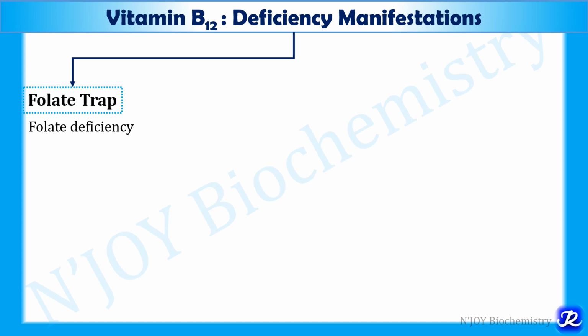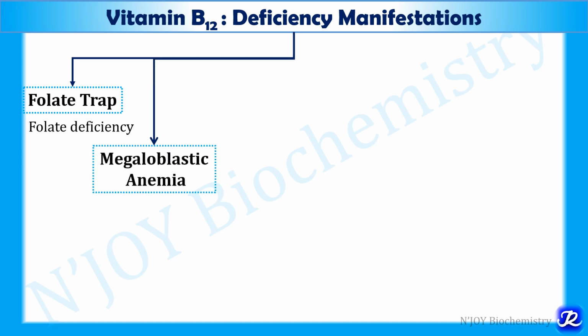Due to deficiency of vitamin B12, folate trap occurs and it results in folate deficiency, and it is manifested as megaloblastic anemia. So the cause of megaloblastic anemia is either folate deficiency or vitamin B12 deficiency or deficiency of both.